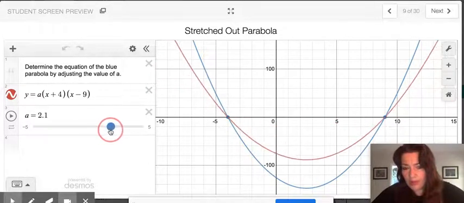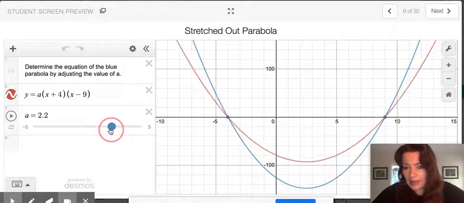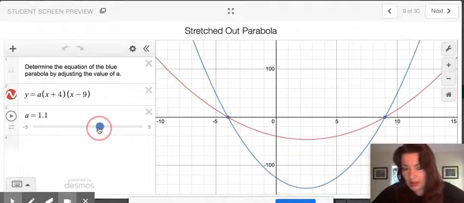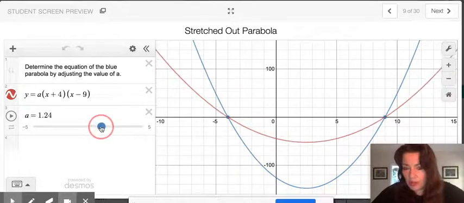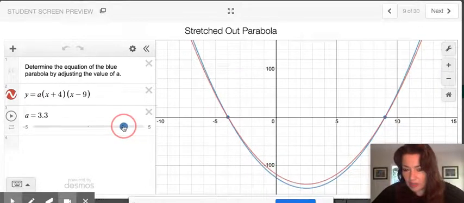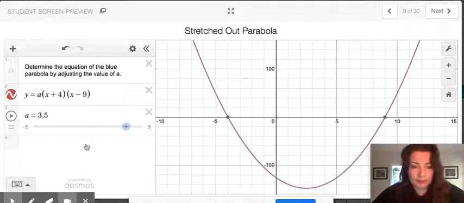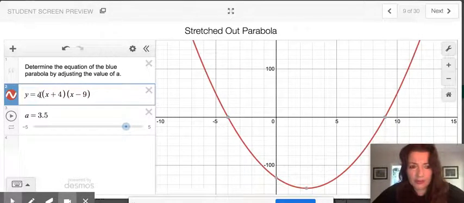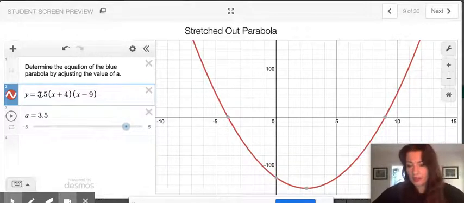So as I'm moving to the right, the graph is getting steeper, as you can see. And as I'm moving my slider to the left, the numbers are getting smaller and my graph is getting wider. So it looks like I should be moving it to the right. And I'm going to stop as soon as it touches the graph. And I believe it is here, 3.5. Okay, so our a value right here, if I changed it to 3.5, matches the graph.